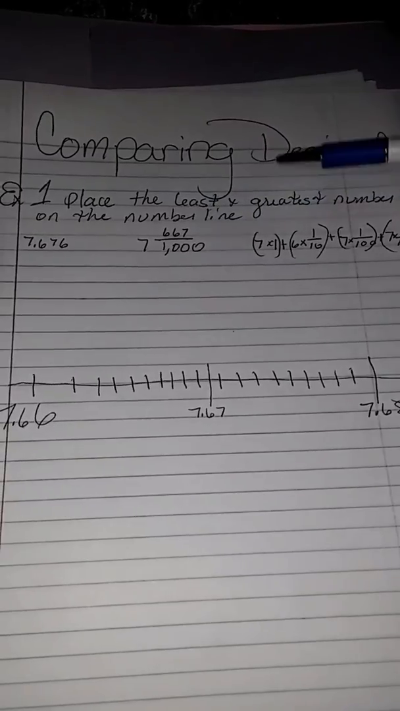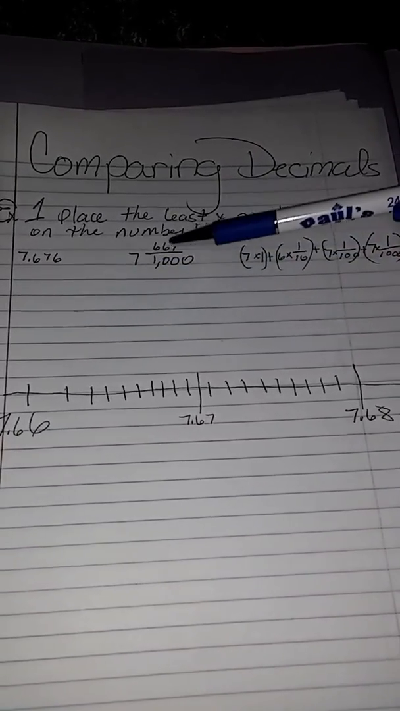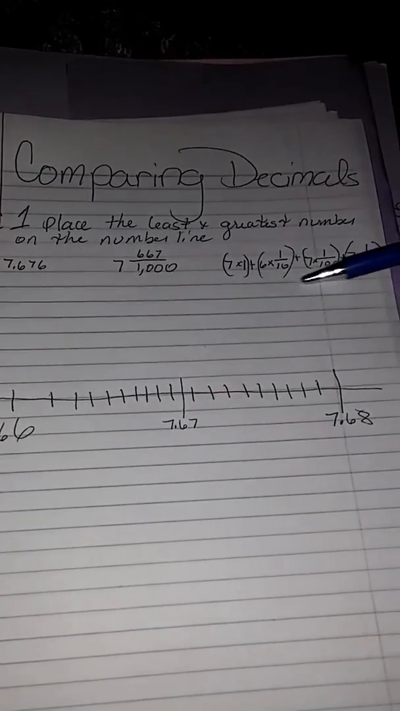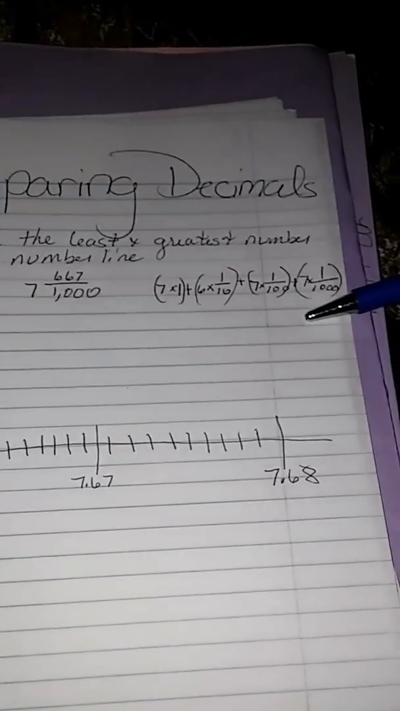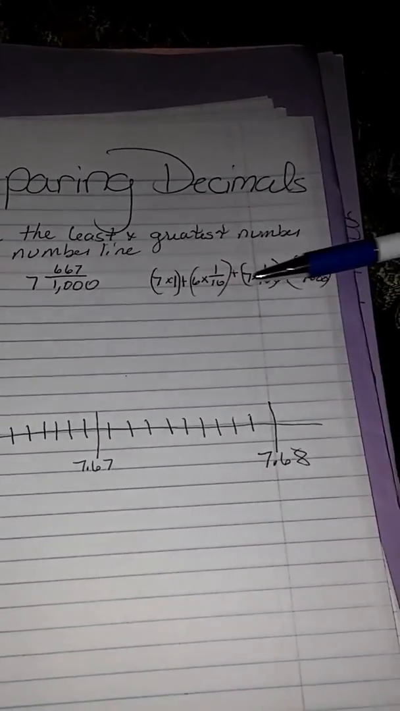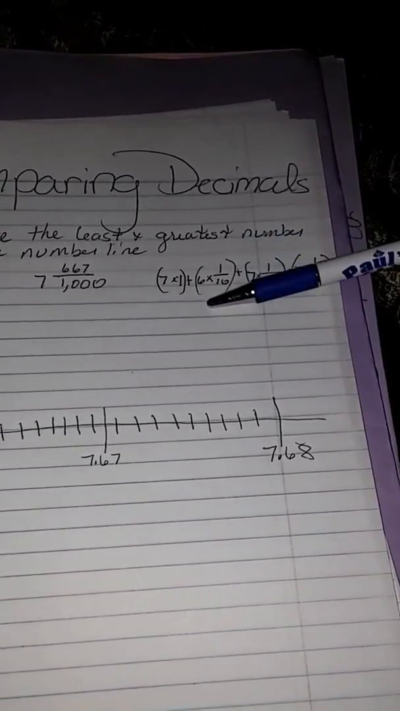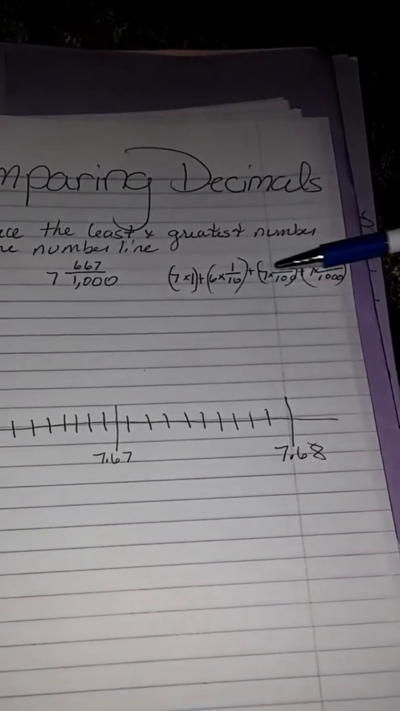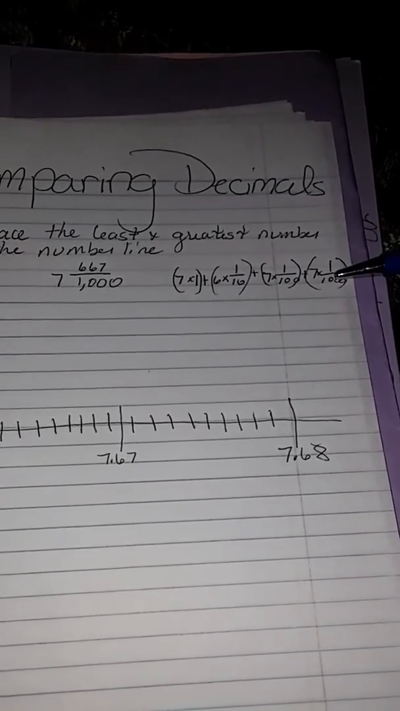So they only want the least and greatest number. So then I look at the numbers that they give me. They gave me 7 and 676 thousandths. Then they gave me 7 and 667 over 1,000. And then they gave me a number in expanded notation here. The only difference is I put the parentheses in because we always put parentheses, but they don't put the parentheses in. So know when you see a number that looks like this that it is expanded notation.